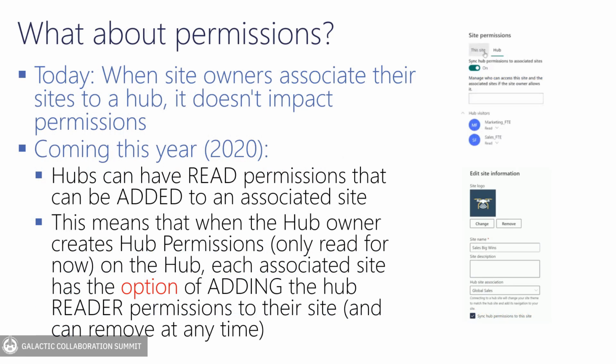So as I said earlier, today, when a site owner associates to a hub, nothing changes about the permissions on that site. Coming later this year will be the ability to get an additional permission on your site. Think of this as really a fourth type of permission. You have owners, editors, and visitors. This would be an additional read permission initially that would be added to your site. If your site leaves the hub, those read permissions go away and your original set of permissions are still there. So it's kind of an additive thing.